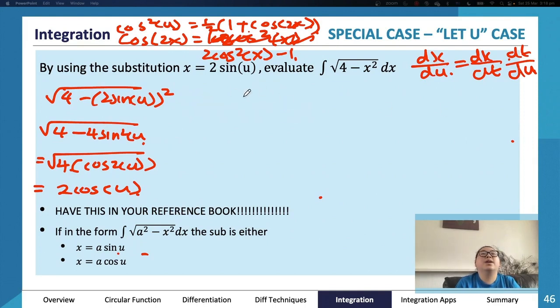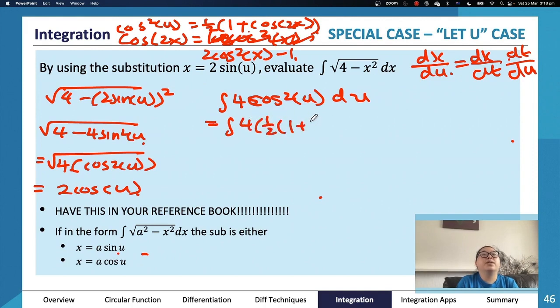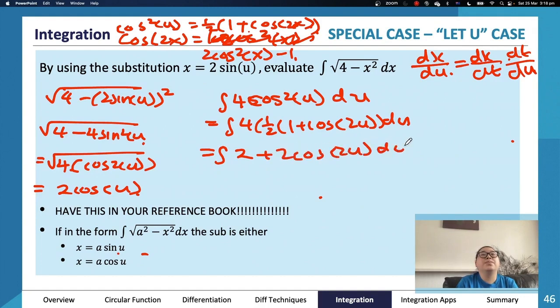Alright, so we ended up saying that this was equivalent to 4 cos squared u du. And therefore from there we can sub in what we were talking about up here. So it's going to be equivalent to 4 times 1/2 (1 plus cos 2u) du. Okay, that's so much better, now we have space and can actually see the working out. So 2 plus 2 cos 2u du.